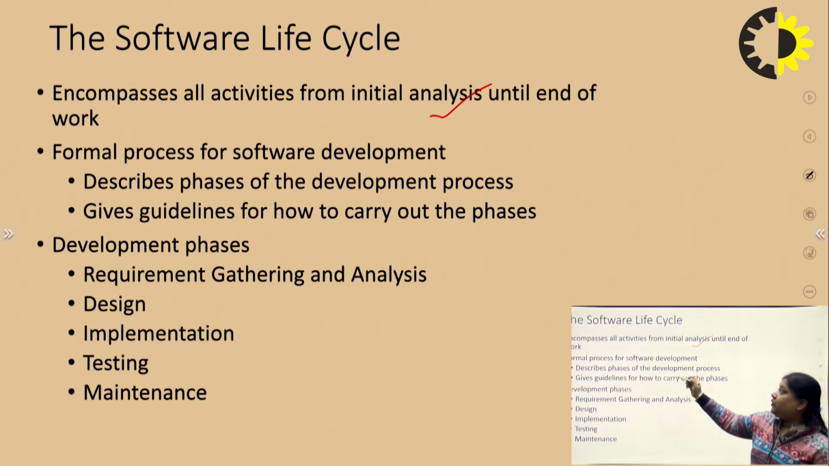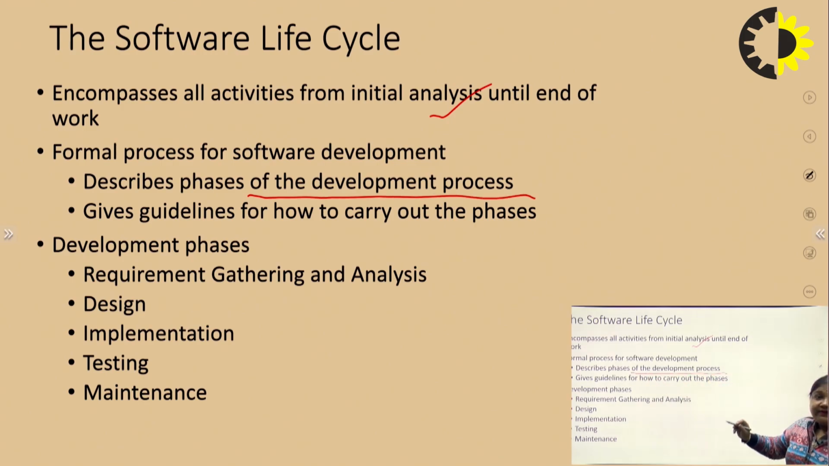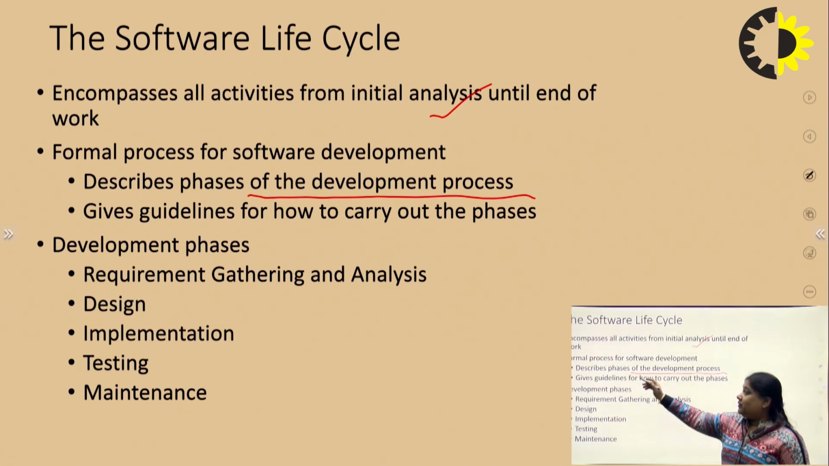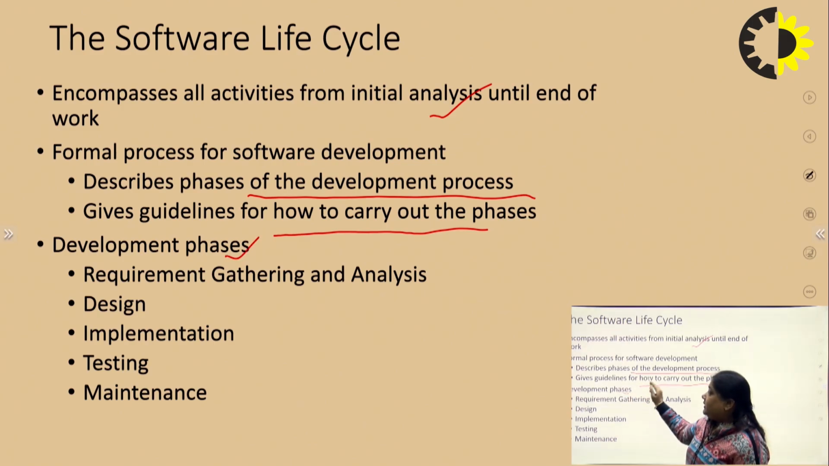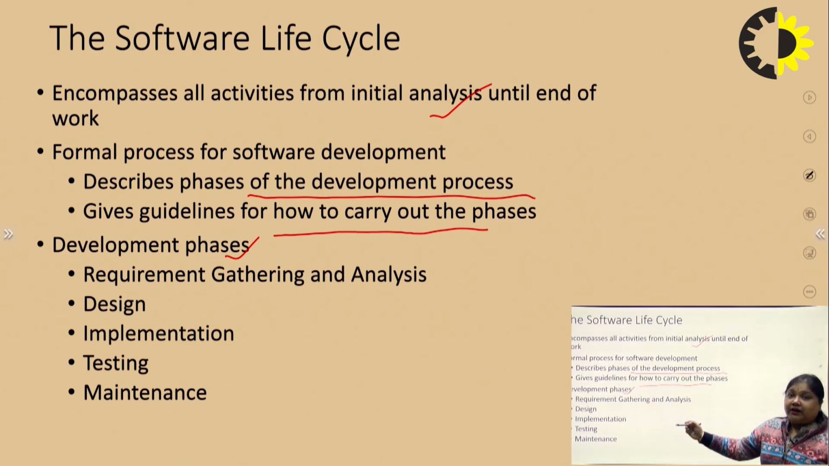A formal process for software development describes the phases of the development process. We have some development phases which we are going to discuss later, and then they give guidelines for how to carry out the phases, that is, what type of work we have to do in this phase and that phase. These are the development phases in which a developer has to work if he works according to some SDLC model.